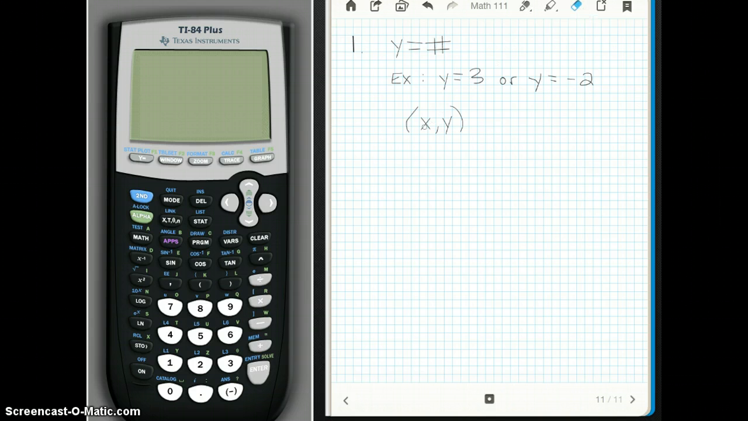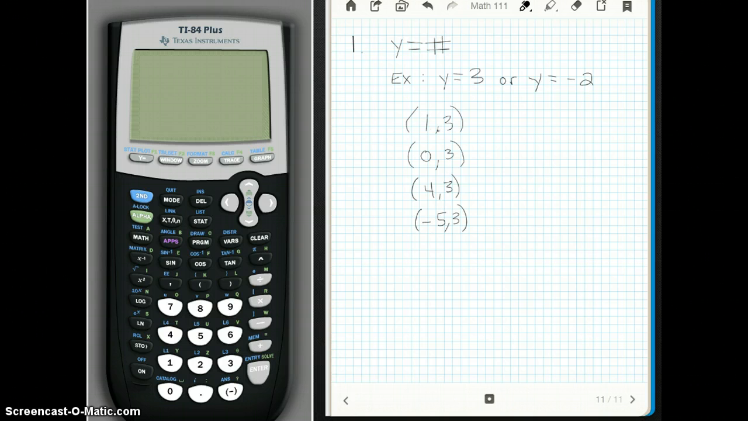So for example, if I wanted to use the point 1, 3, would that point satisfy that equation? Yes, because the value of y is 3. Also, another one would be 0, 3, and another one would be 4, 3, and another one would be -5, 3.